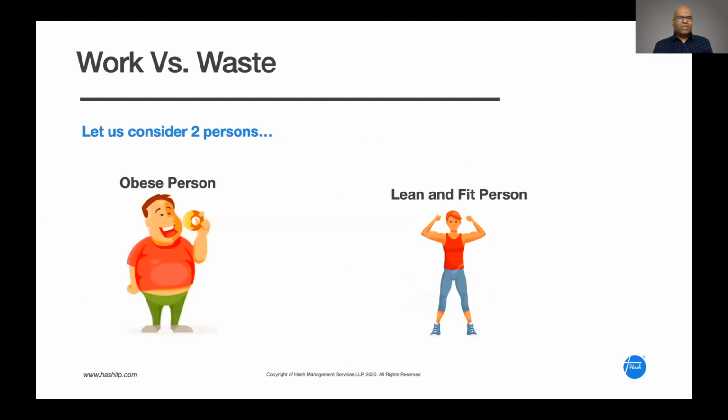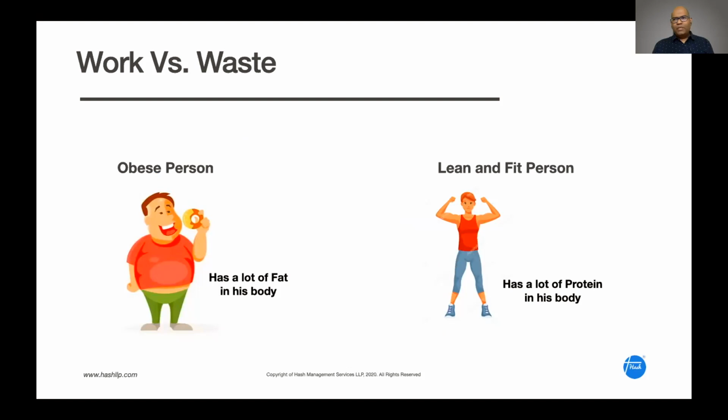So let me give an example of how we can look at it. Let us consider two people. One person is an obese person, and another person is a lean and fit person. So an obese person has a lot of fat in his body, right? And a lean or fit person does not have a lot of fat, but he has, let us say, a lot of protein in his body, right? So the obese person has a lot of fat, and the lean person has a lot of protein.